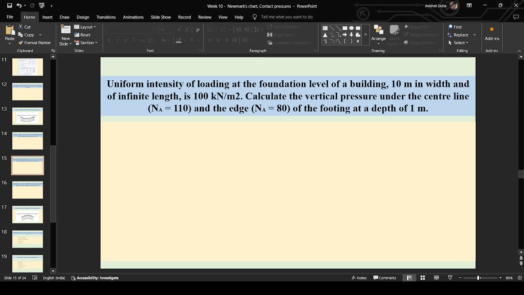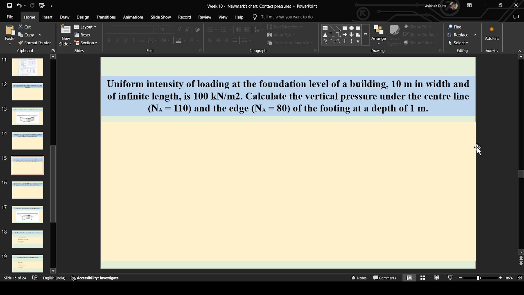Next question. Yes. Uniform intensity of loading at the foundation level of a building 10 meter in width and of infinite length is 100 kilonewton per meter square. Calculate the vertical pressure under the center line for which Na equals 110 and the edge for which Na equals 80 of the footing at a depth of 1 meter.